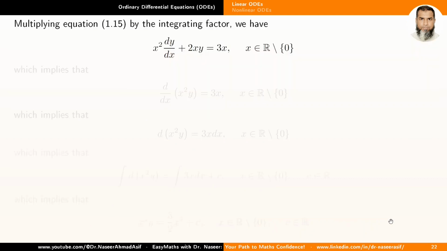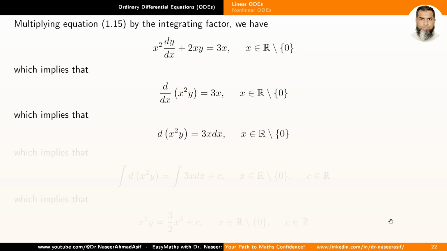Multiplying equation 1.15 by the integrating factor, we have x square dy by dx plus 2xy is equal to 3x, where x belongs to R other than 0. So d by dx of x square y is equal to 3x. So d of x square y is equal to 3x dx. Just taking the integral, we have the integral of d of x square y is equal to the integral of 3x dx plus c, where c is an arbitrary constant.